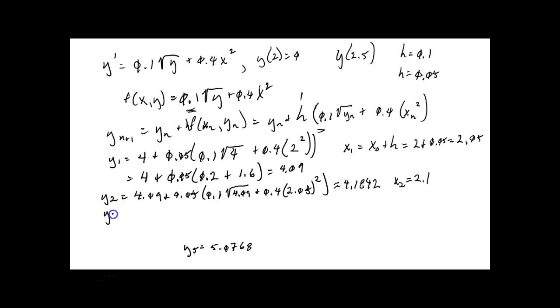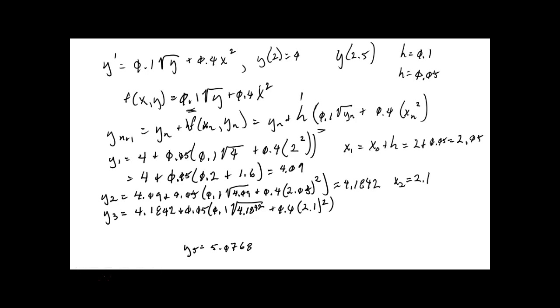All right. So, my Y3 is equal to that thing here, 4.1842, plus 0.05 times 0.1 times the square root of 4.1812. No, 4.2. Yeah. Plus 0.4 times 2.1 squared. Okay, so let's see what that got.